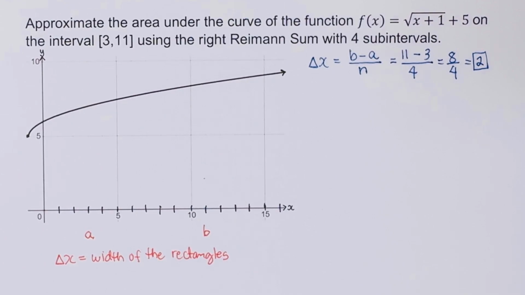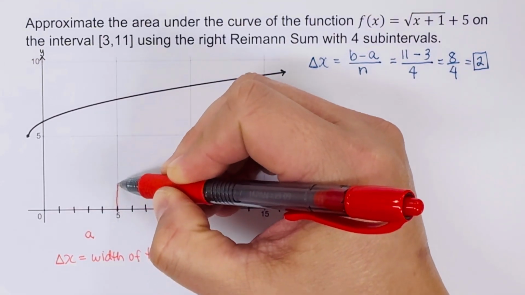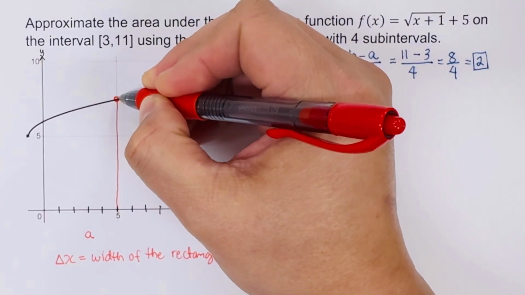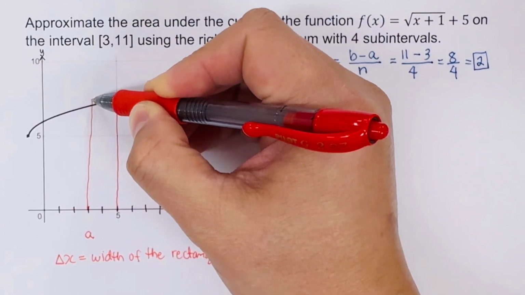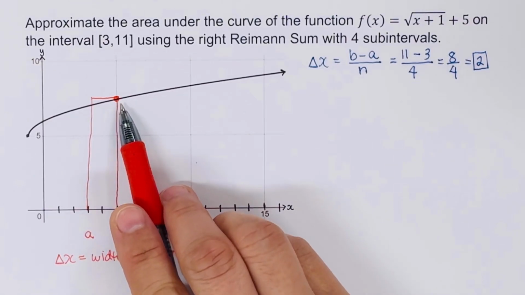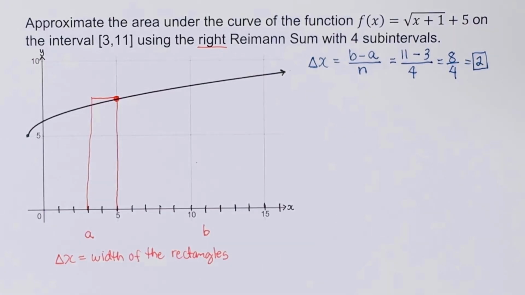So we go ahead and draw these rectangles. We're going to start with A, which is at 3. So I'm going to draw that rectangle, and the width is 2, so we have 1, 2. So this is our first rectangle. Now notice that the side of the rectangle that should touch the graph should be the right side of the rectangle. The reason is that it's the right Riemann sum.